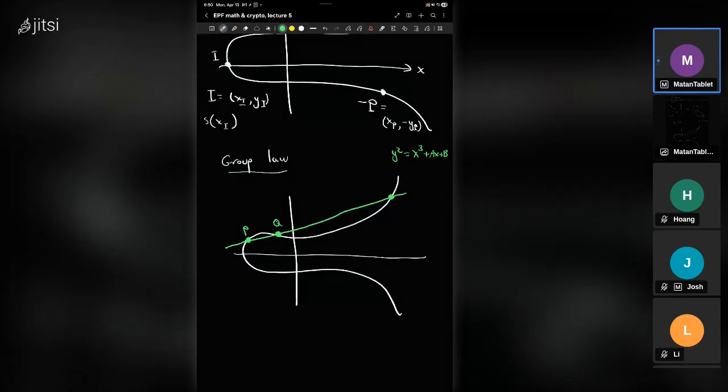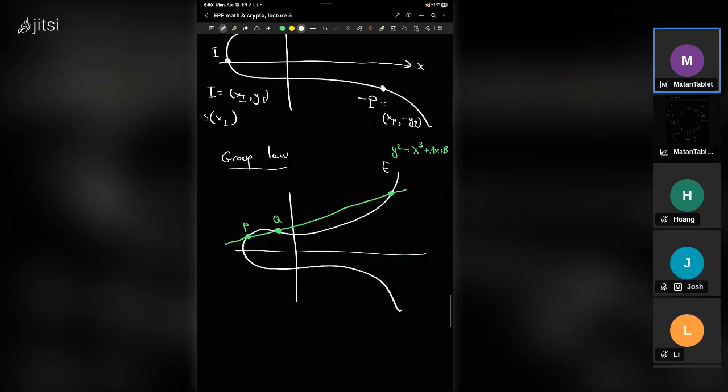So this is E, right? And the green line intersects E in an additional point, which I call R. And I define P plus Q to be minus R, the reflection of R along the x-axis. Now, there are some edge cases, okay?